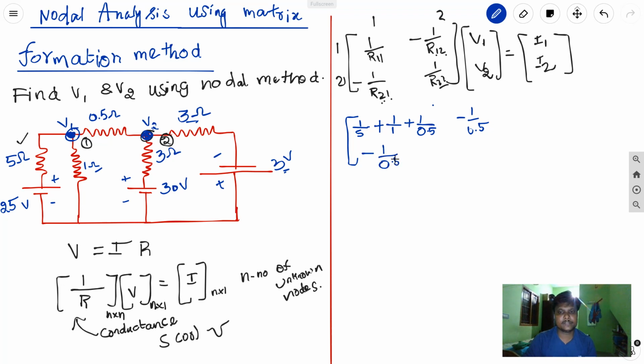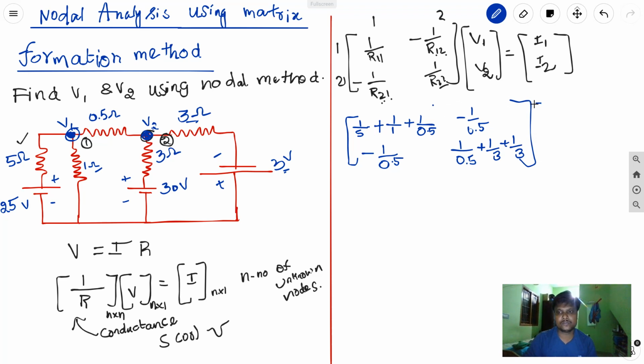Then next we need to get 1 by R22. I told already R22 is nothing but the resistors which are connected to node number 2. See, node number 2 again has 3 resistors: 0.5 ohm, 3 ohm and 3 ohm, right? So 1 by R22 means 1 by 0.5 plus 1 by 3 plus 1 by 3. Okay, so now this is actually the conductance matrix. That's it. This is the conductance matrix, right?